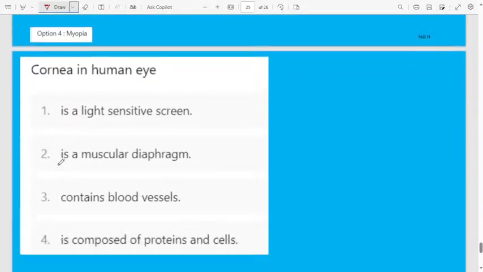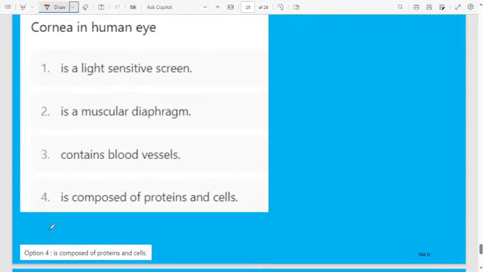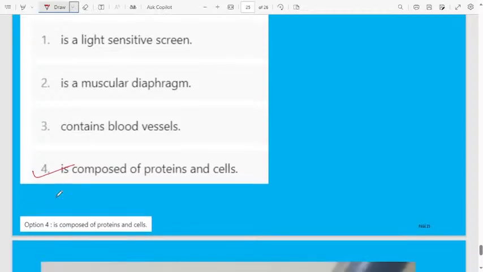Cornea in the human eye. First option is a light sensitive screen. Second option is a muscular diaphragm. Third option contains blood vessels. Fourth option is composed of proteins and also cells. Cornea, yes, it is composed of proteins and also cells.